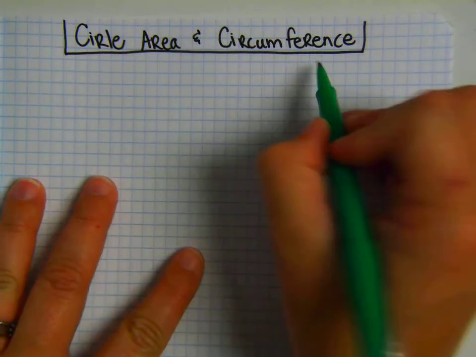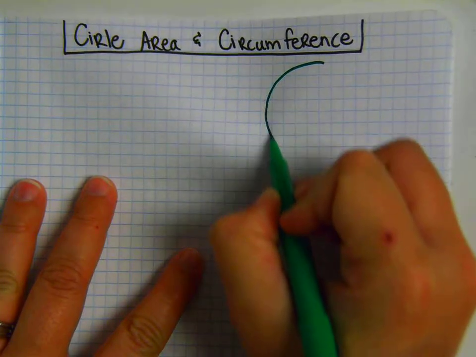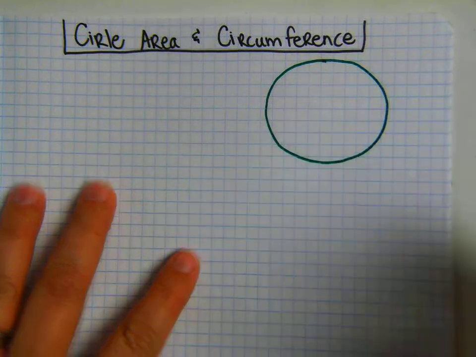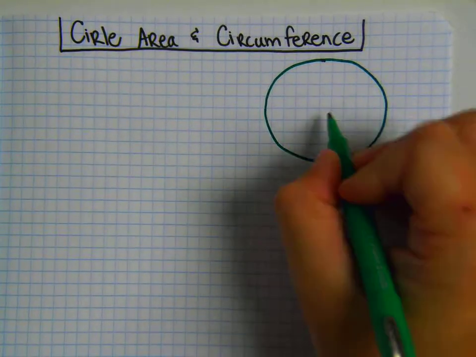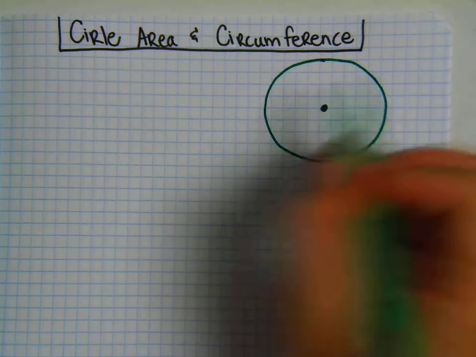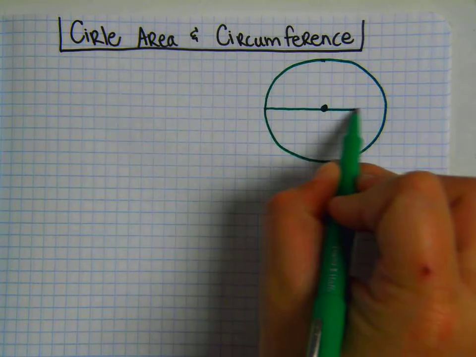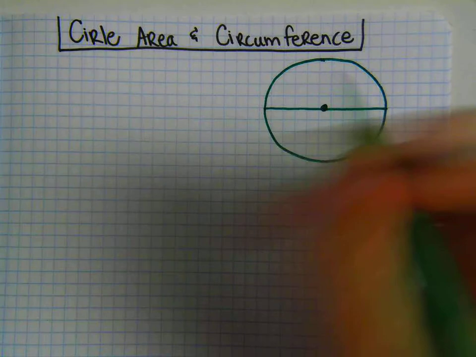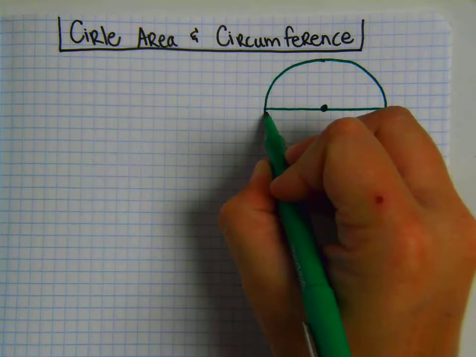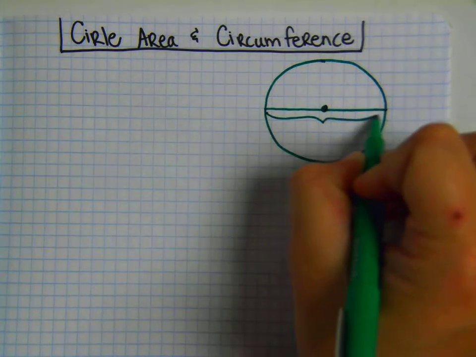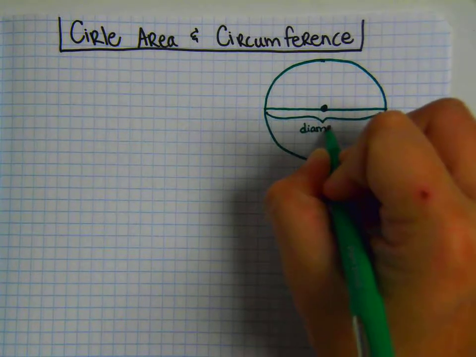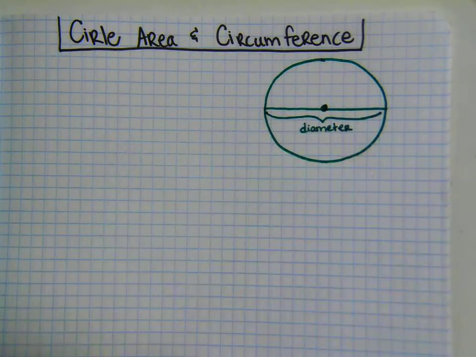So let's start off with just drawing a circle. Here's my circle. And there's a center. We'll put a line through it. Okay, and I'm just going to put some definitions on there. So from edge to edge going through the center, that's called the diameter. And I'm sure most of you already knew that.